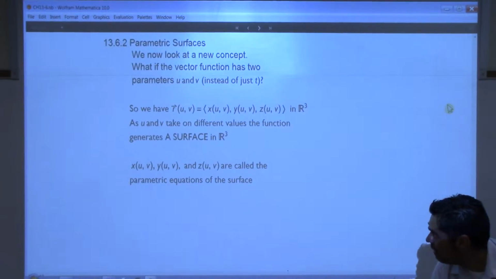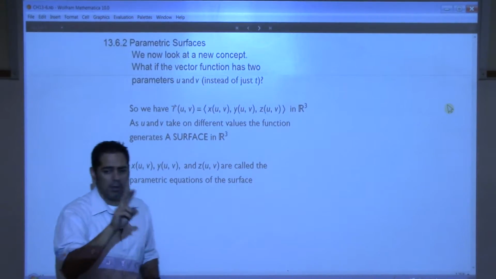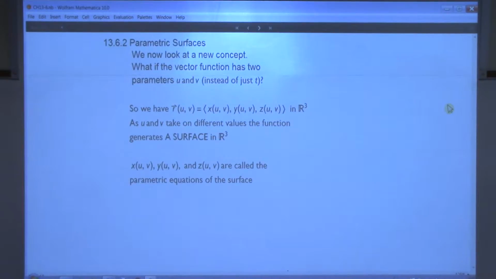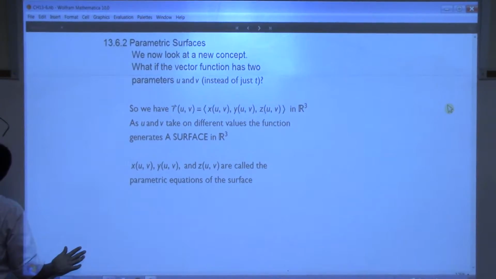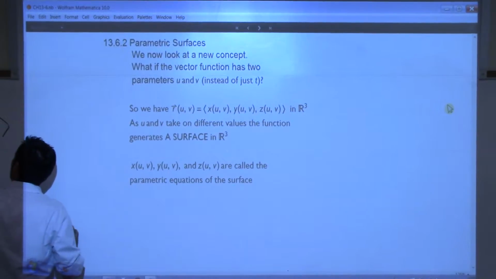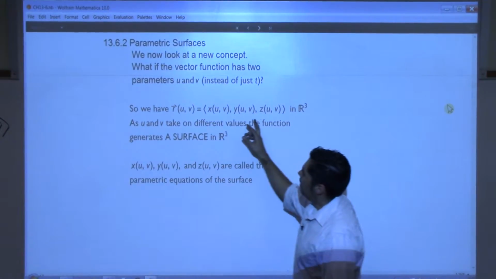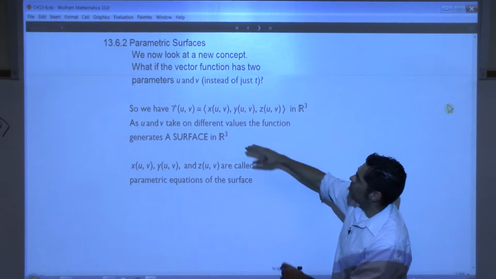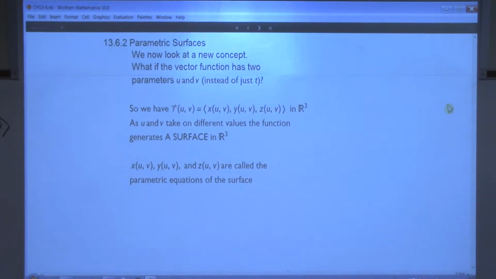Okay? If we have a vector function, and this time, instead of having one variable that we're plugging in, t, we plug in two variables, which we call u and v. I'm going to write this over here because it's going to be so important to us. If we have two variables being plugged in, and then a three-dimensional vector, where the x somehow depends on u and v, the y somehow depends on u and v, and the z somehow depends on u and v, then if you define it that way, and you put some domain restrictions on u and v, then you will draw a surface in three-dimensional space.